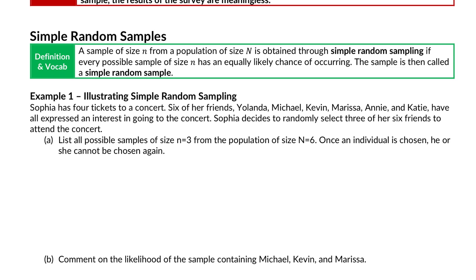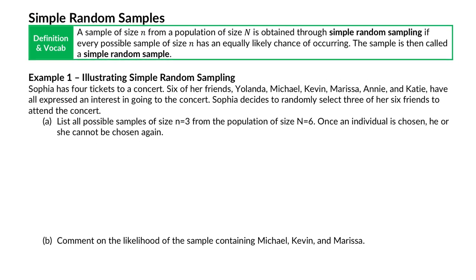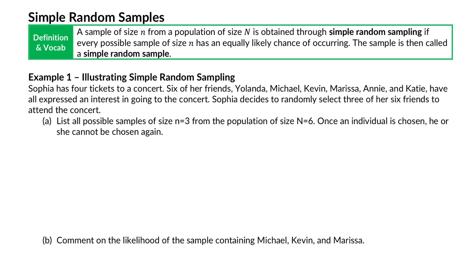It is probability. We're going to get to a bunch of actual probability methods, but when we're doing samples, we have to make sure each option has an equal chance, or equal probability, of happening. Otherwise, it's not simple random. So we're going to list all possible samples of size 3 from the population of size 6. When an individual is chosen, he or she cannot be chosen again.